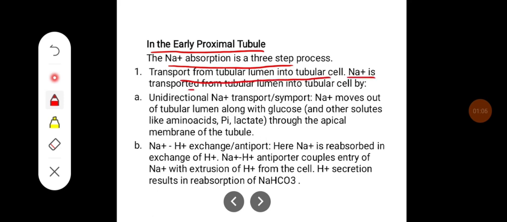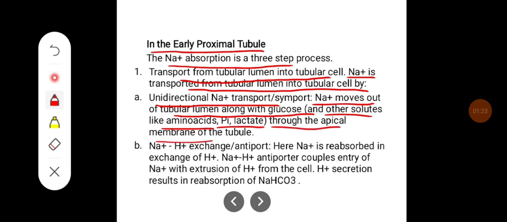Sodium is transported from the tubular lumen into the tubular cell by unidirectional sodium transport, that is symport, where sodium moves out of the tubular lumen along with glucose, and also with other solutes like amino acids, phosphates, and lactates, through the apical membrane of the tubule.